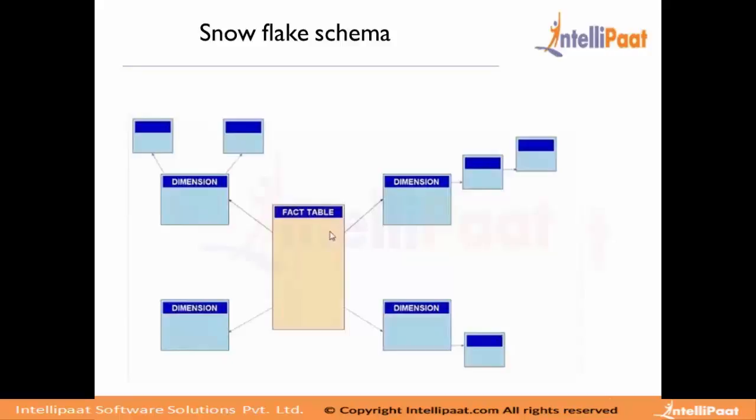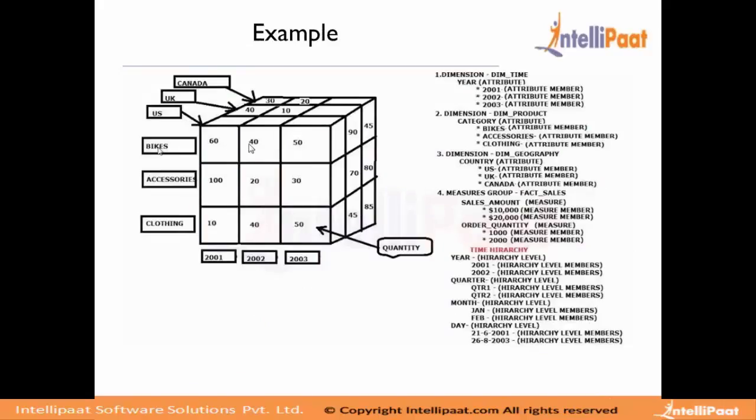Now I will give you an example for this. It's just an example. Here we have one cube. Here we have 60, 40, 50, 100, 20, 30. These are called quantity. What is quantity? It will refer to some fact table. And now here we have these three dimensional tables. Dimension table dim date. It is our dim date dimensional table, it is our product dimension table, and it is our geography dimension table.